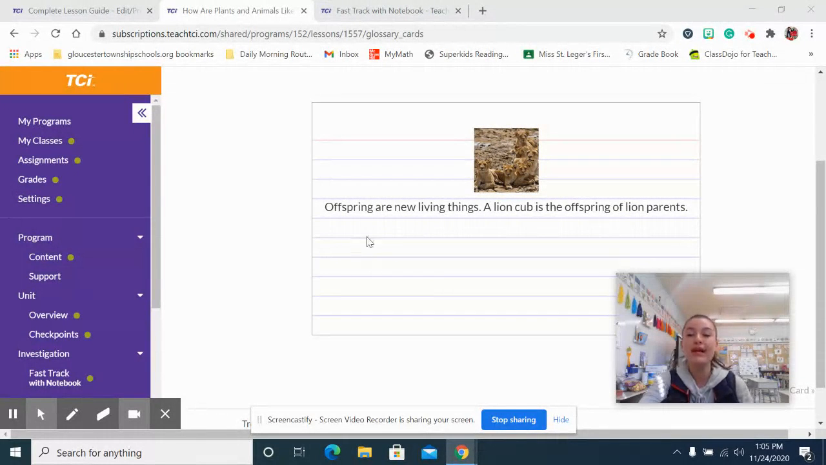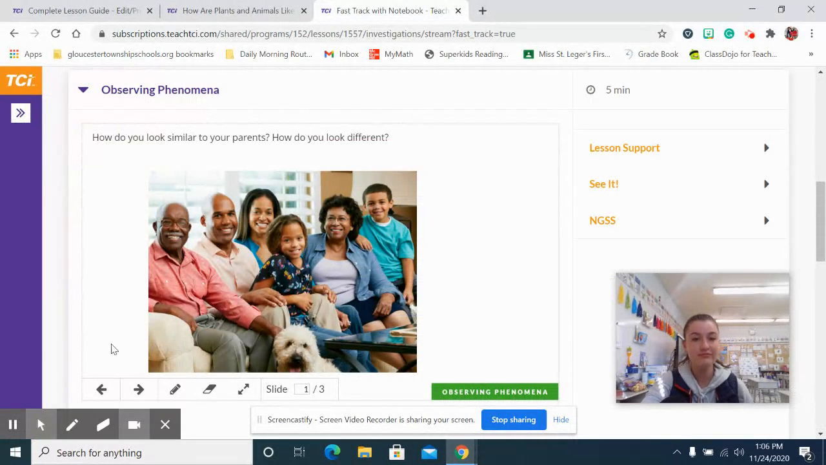Offspring are new living things. A lion cub is the offspring of lion parents. So an offspring you can think about as like a baby. So I am an offspring of my mom and my dad when I was a baby. Offspring are new living things. So you can think about babies. And you see how the cubs are the babies? They're the offspring of the lion parents. All right, very good.